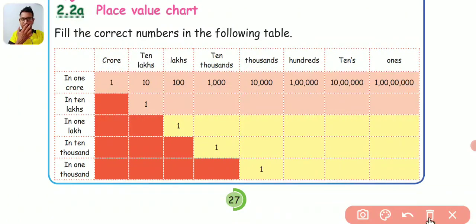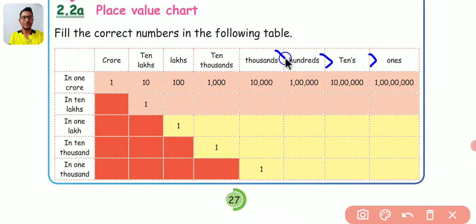Next, you see. In 10 lakhs, how many crore? In 10 lakhs, there is no crore, because crore is bigger than 10 lakh. If you see the number system, the places of numbers: ones, tens, hundreds, thousands, 10,000, lakh, 10 lakh, crore. Here ones is smaller than tens, tens is bigger than ones, then hundreds is bigger than tens. Hundreds has tens and ones, but tens has only ones. Tens does not have hundreds, because tens is smaller than hundreds. Tens has only ones, okay.